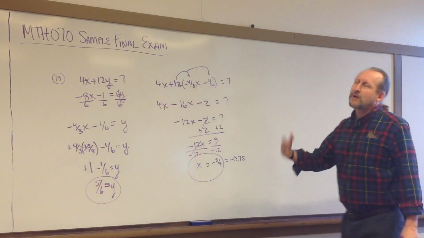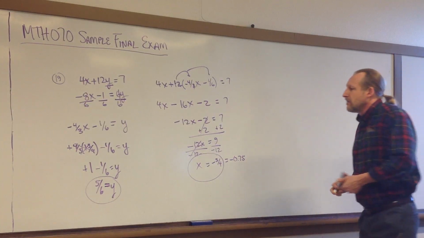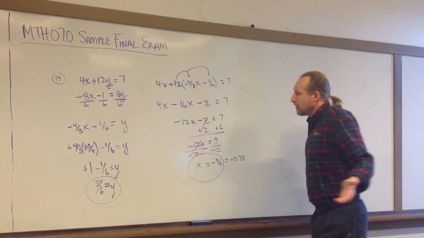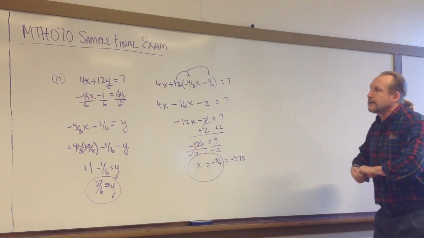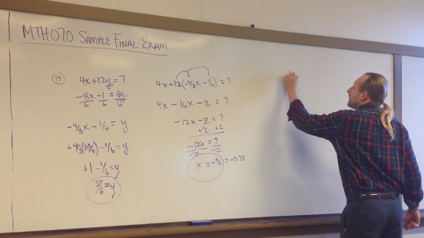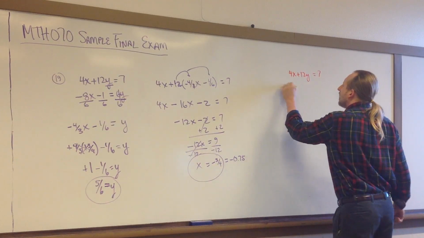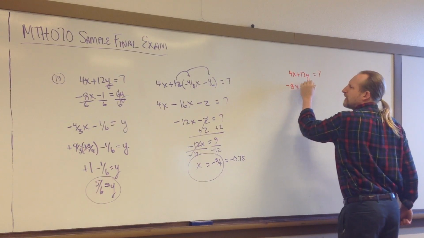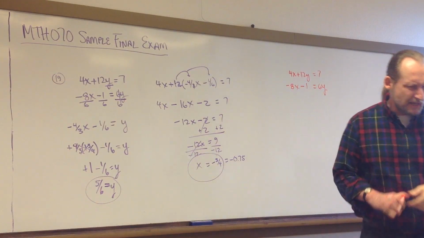And again, that's why this problem doesn't really lend itself to graphing, because it's hard to see exactly what the value of x is if you're just looking at one of those little grids. Okay? All right. Now, what if we wanted to do this the other way? So we'll say 4x plus 12y equals 7. Negative 8x minus 1 equals 6y.